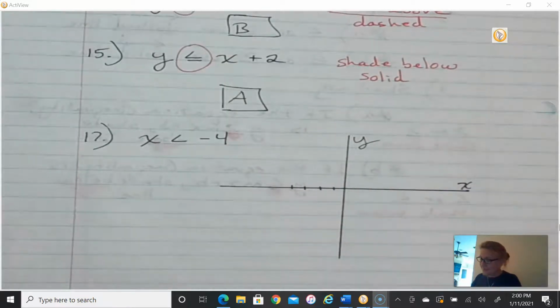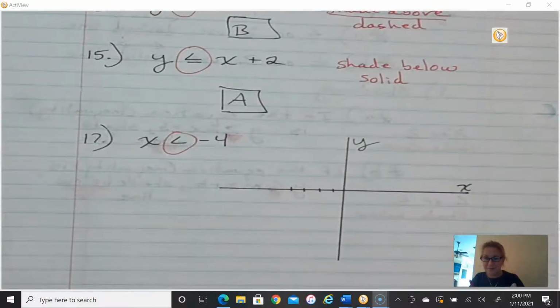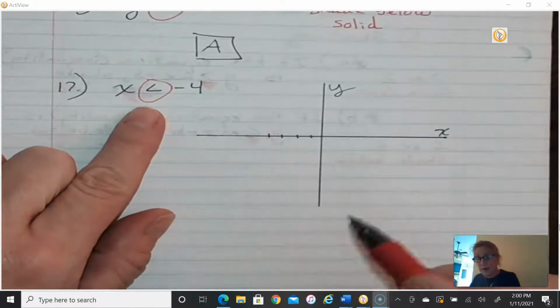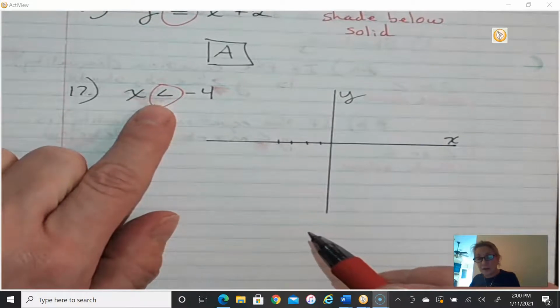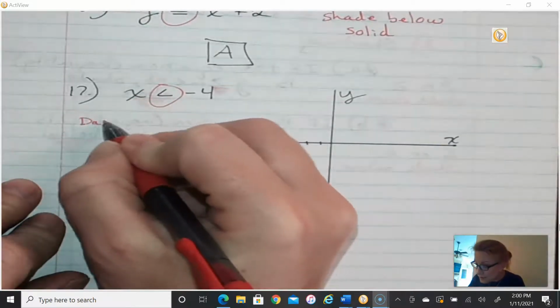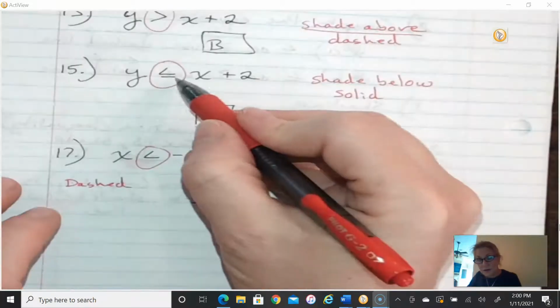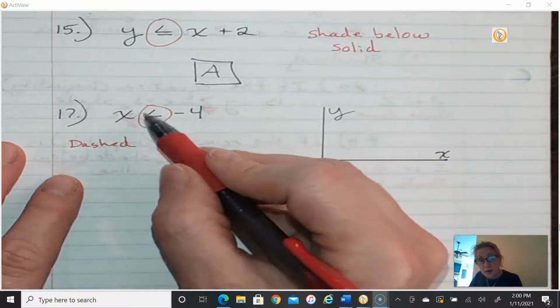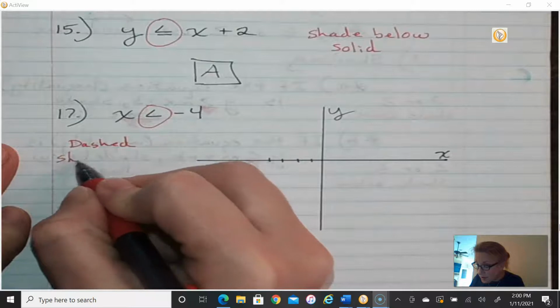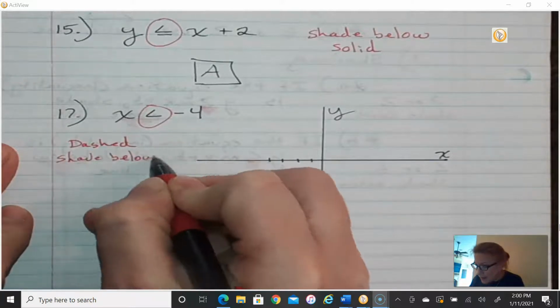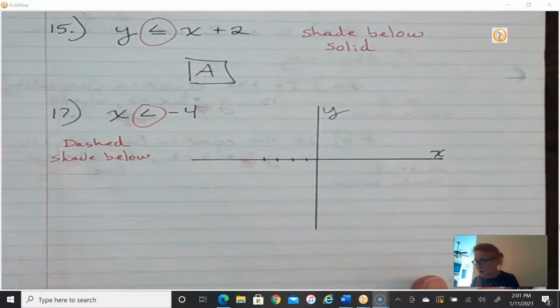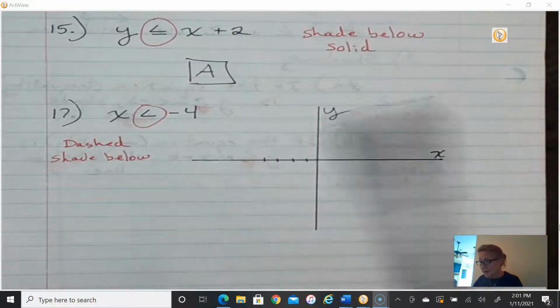First thing you do, make this a rule of thumb so you don't forget: circle the inequality sign before you graph and say, is that a solid or dashed line? That's dashed, because there's no line underneath it to make it solid. And am I shading below or above? That's less than, so you shade below. If you make it a habit of writing those two things down before you graph, you probably won't make silly mistakes. So now we can graph, and we know it's going to be a dashed line.